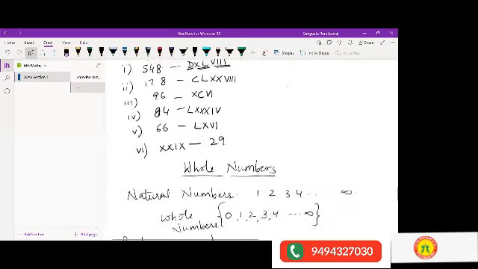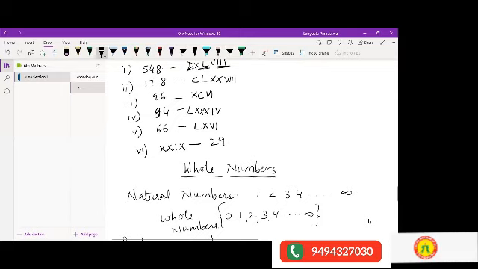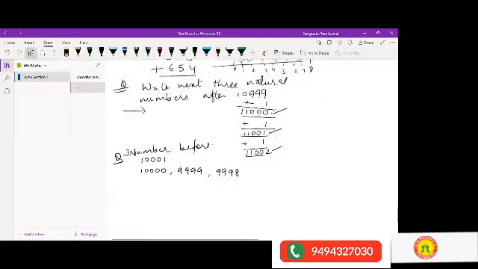Yes, what is the doubt about it? Smallest whole number, this is the whole set of whole numbers. Whole numbers start from 0, 1, 2, 3, and so on. So the smallest number here is 0, no? Okay. Yes, children?